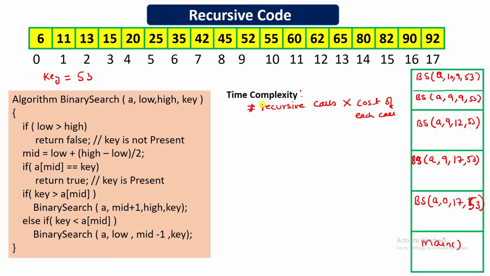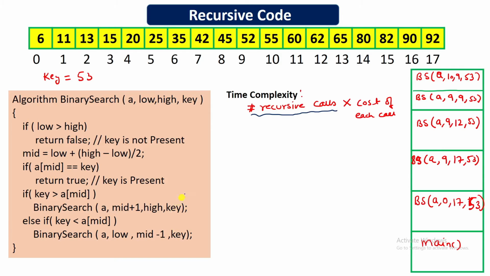Okay, so now let's find the time complexity of this recursive code. To find the time complexity of recursive code, we have a simple formula: we have to find the number of recursive calls that are being made in the algorithm, multiplied by the time taken in each call, or you can say the cost of each call. This step is very important: finding how many recursive calls or steps have been taken in running this algorithm.